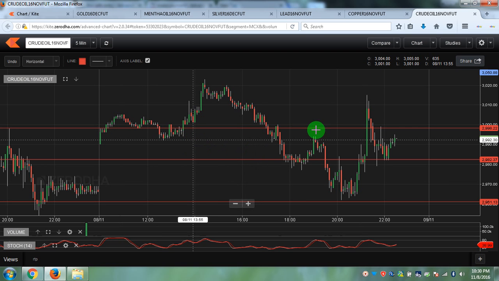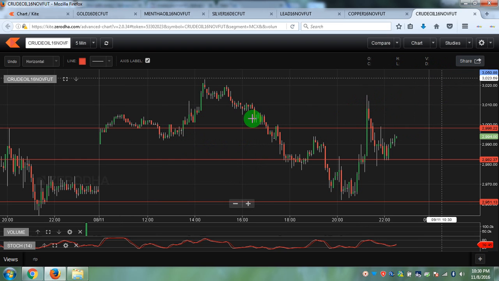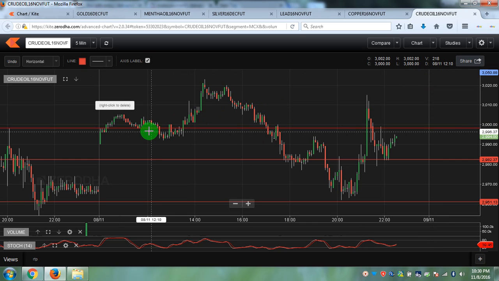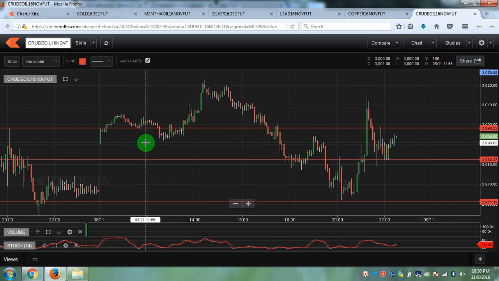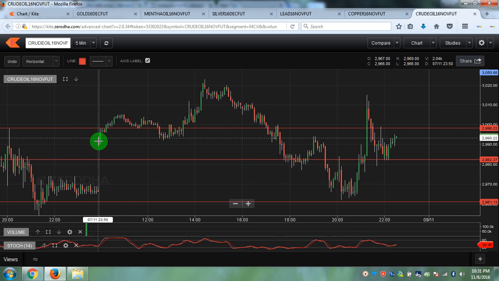So this is the intraday chart. Here you can see open, high, low, close, and time of the chart. The market opened somewhere near this level, 2990 and 2997 in the morning. This is the 5 minute candle intraday chart I am showing you.